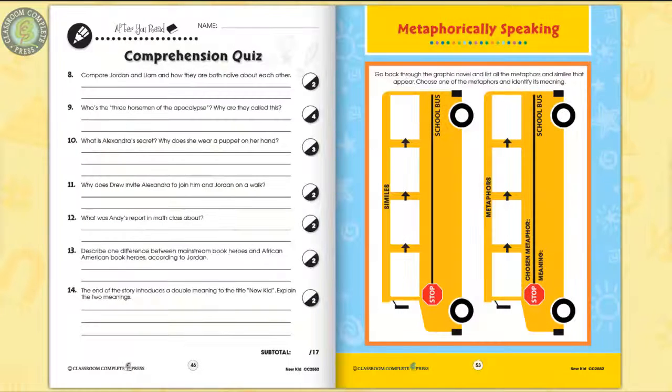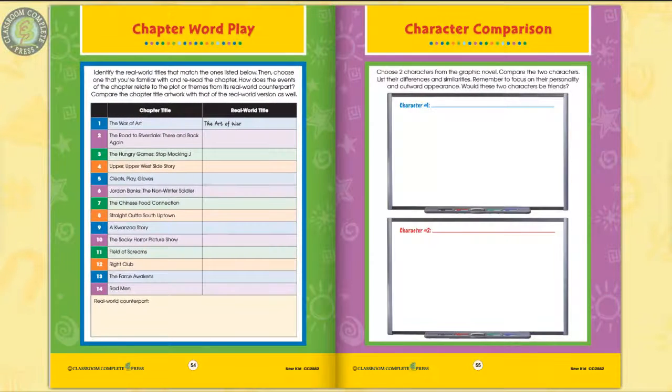3 color posters, which are graphic organizers, complete the resource. Relate the plot or themes of chapter titles with their real-world counterparts.